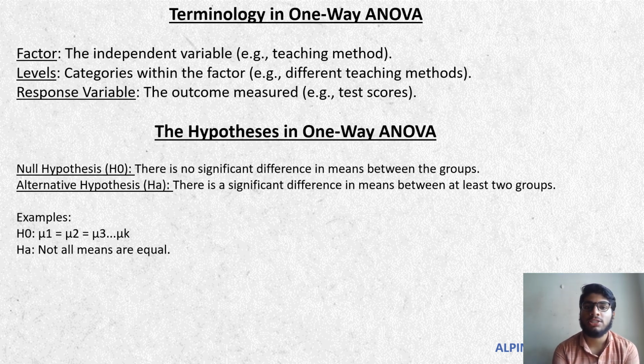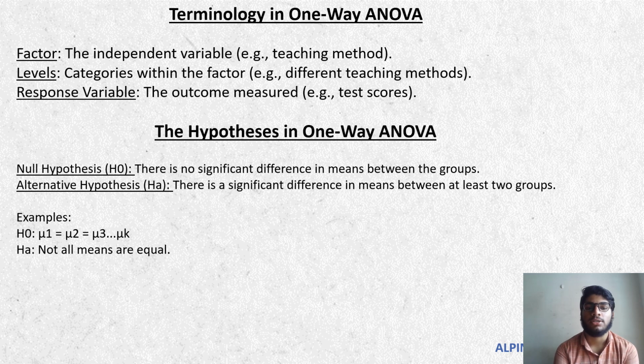Next, terminology in one-way ANOVA. The factor is the independent variable, for example, teaching method. The levels are the categories within the factor, for example, different teaching methods. Next, the response variable is the outcome measured, for example, test scores.